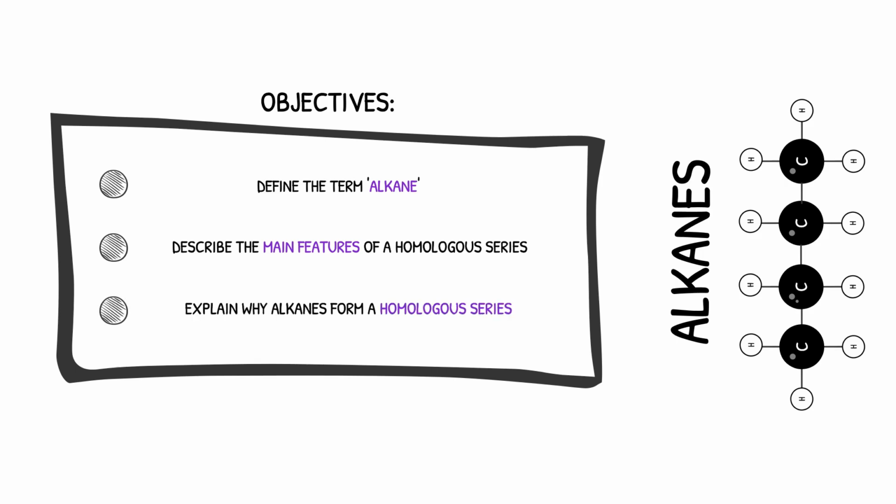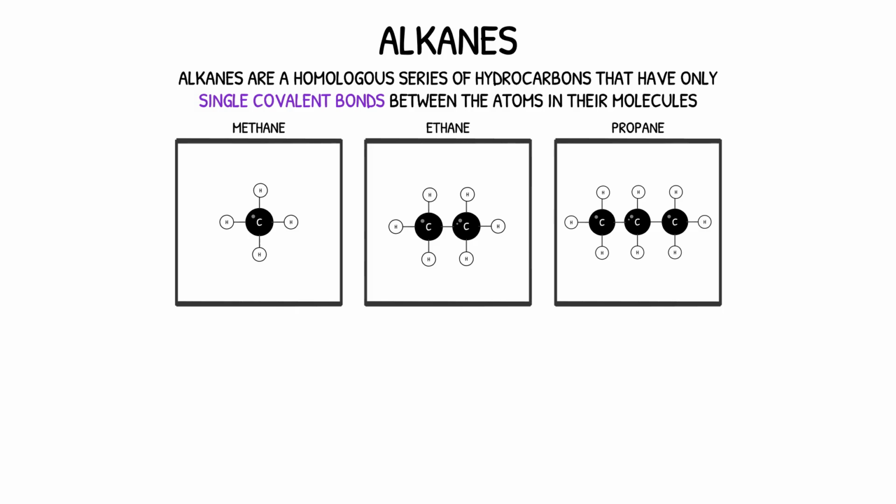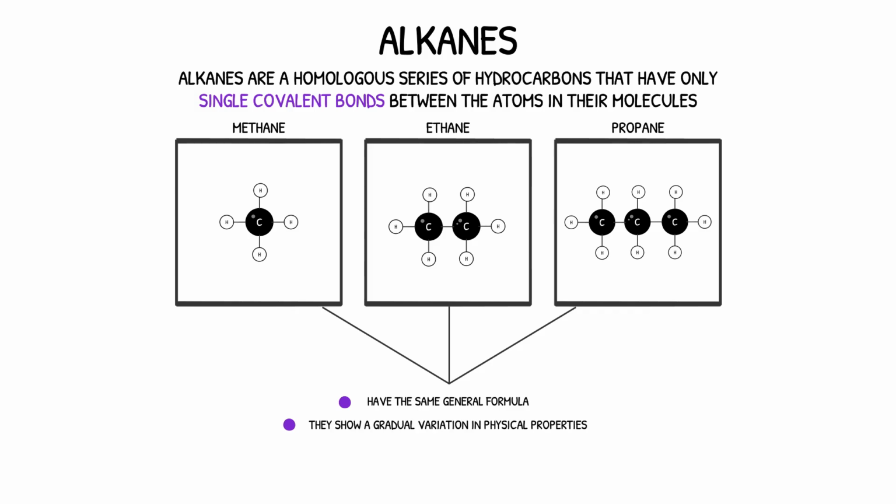So, let's go. The alkanes are a homologous series of hydrocarbons that have only single covalent bonds between the atoms in their molecules. A homologous series is a family of hydrocarbons that share a number of similarities. For example, the alkane family have the same general formula, show a gradual variation in physical properties, have similar chemical properties, and the molecular formula of each neighbouring alkane differs by CH2.